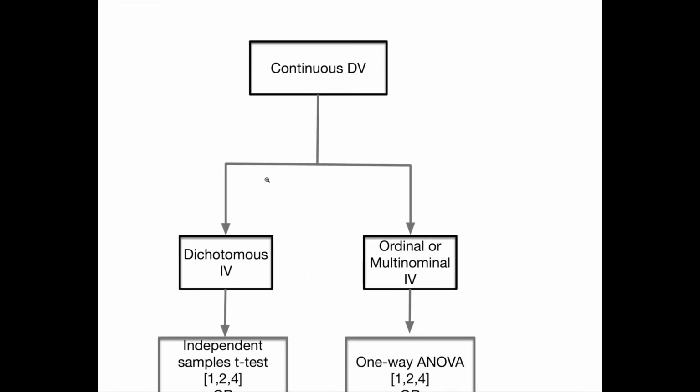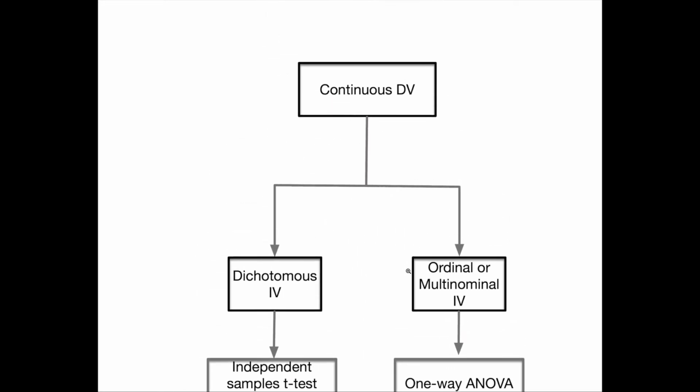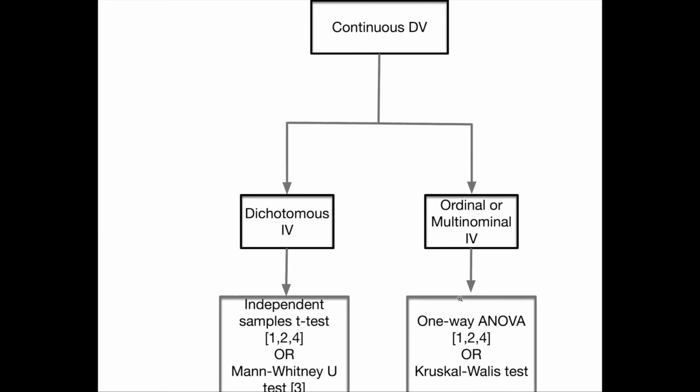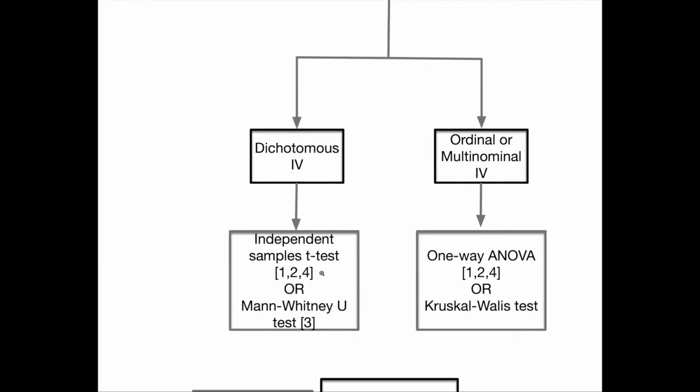If your second variable is dichotomous, you will reach independent sample t-test. And if your second variable is ordinal or multinomial, you will reach one-way ANOVA test. Take into account that your assumptions are met.